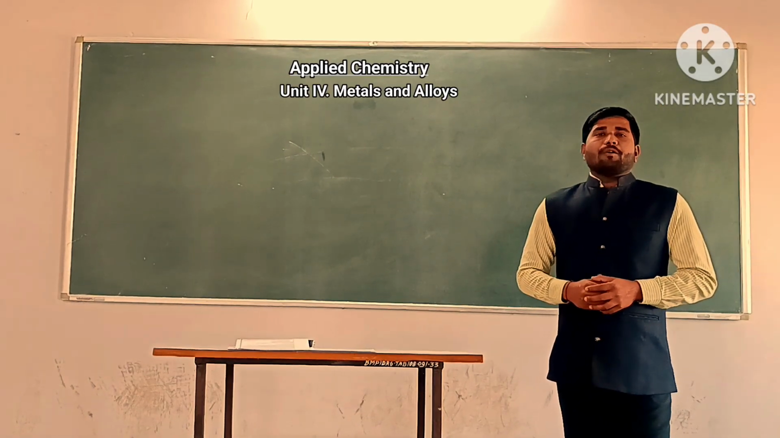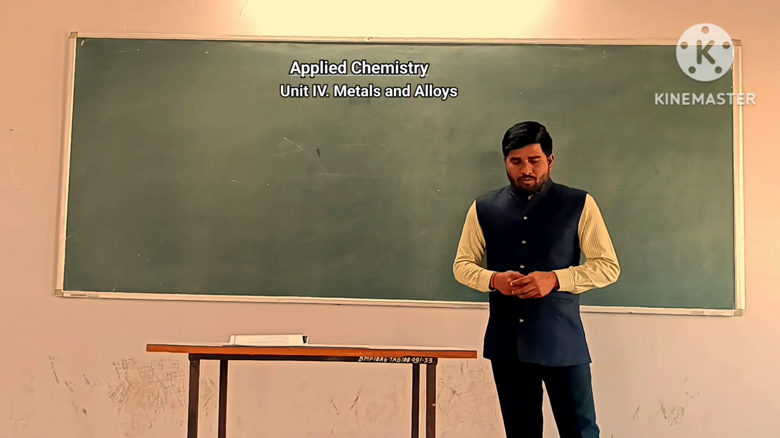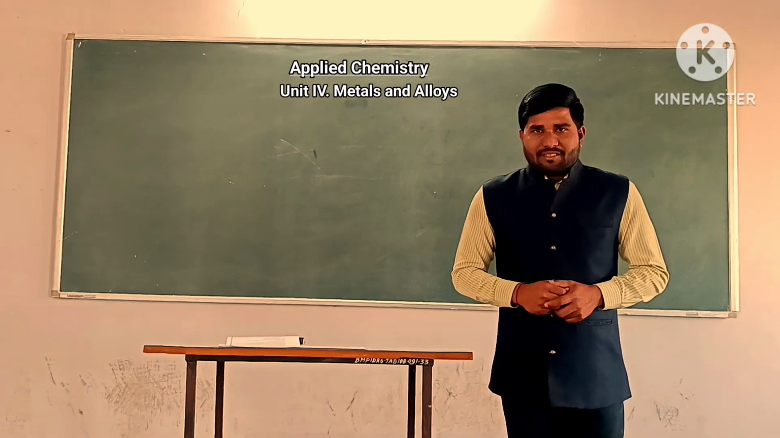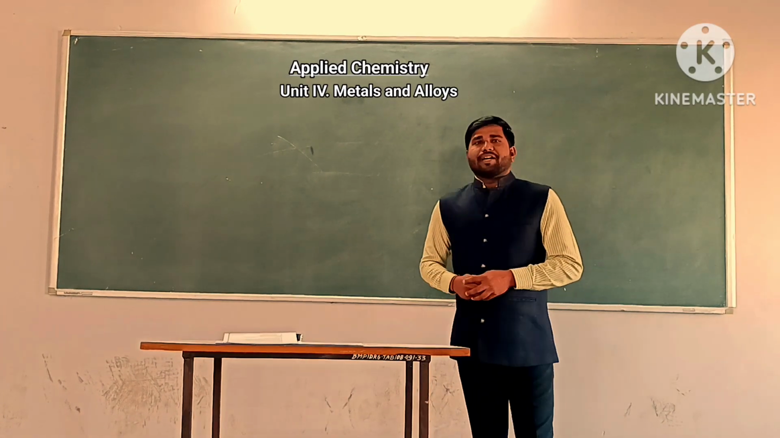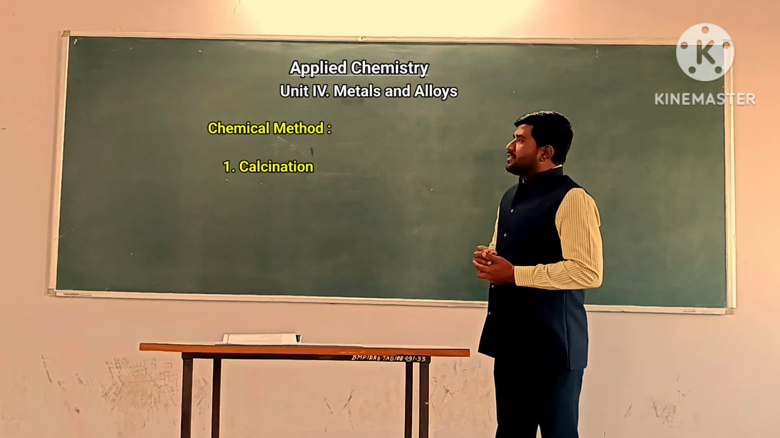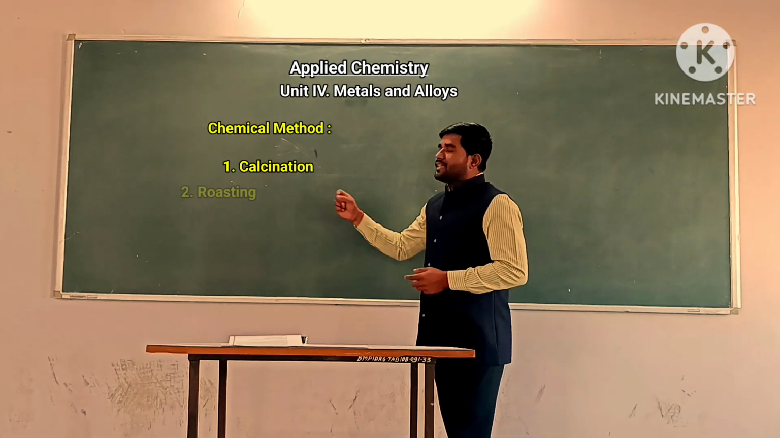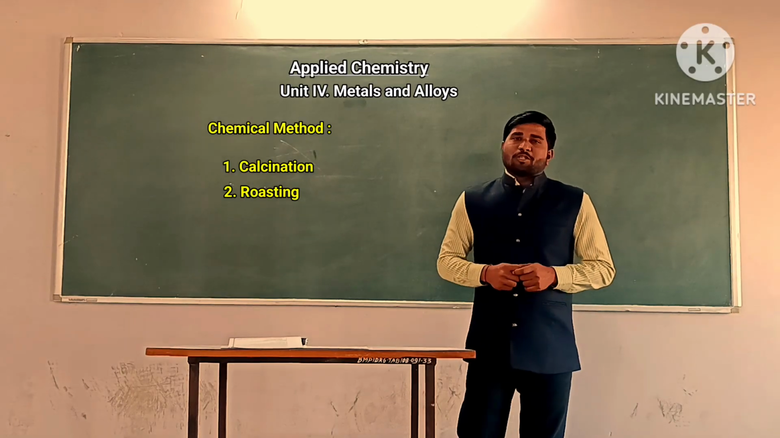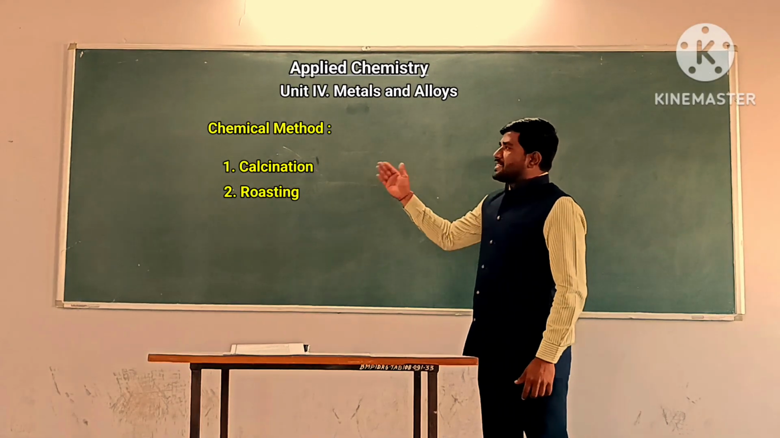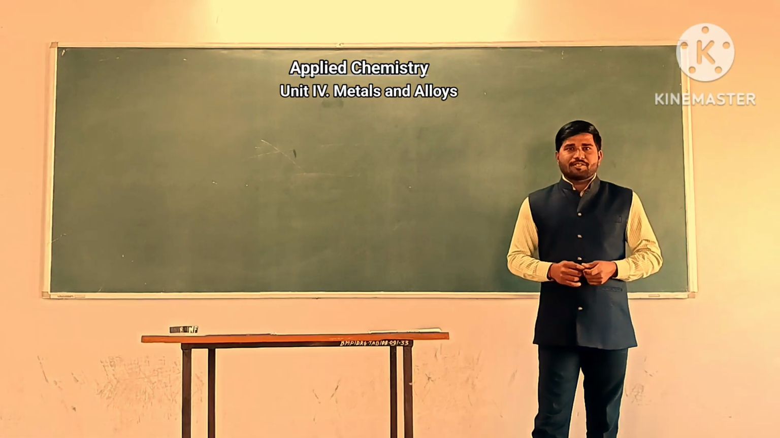Now in this video lecture we are going to learn how metal can be separated from ore by chemical methods, and the chemical methods are divided into 2 different types. Let us represent the chemical methods: this is the first method, that is calcination, and this is the second method, that is roasting. So let us start with the first method, that is calcination.